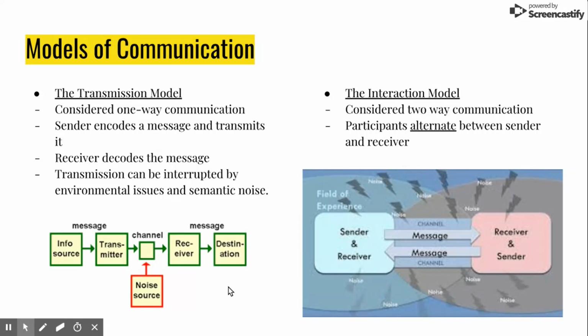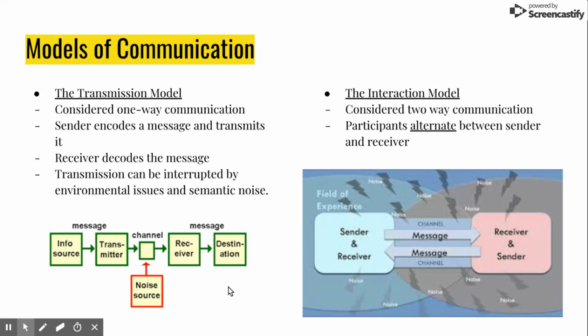Now, another issue with this is that 9 times out of 10, the transmission can sometimes be distorted to where you can't hear the message or you can't understand clearly exactly what was said. Now, things like this can happen due to environmental issues like storms or even semantic noise like radio feedback or static shock that happens in the radio. So that's one of the reasons why this is considered the oldest and the most primitive form of communication model.